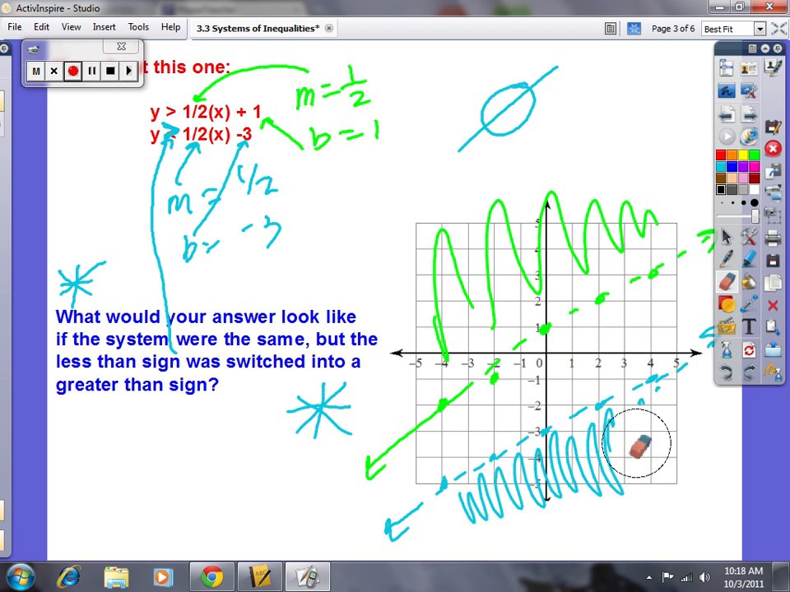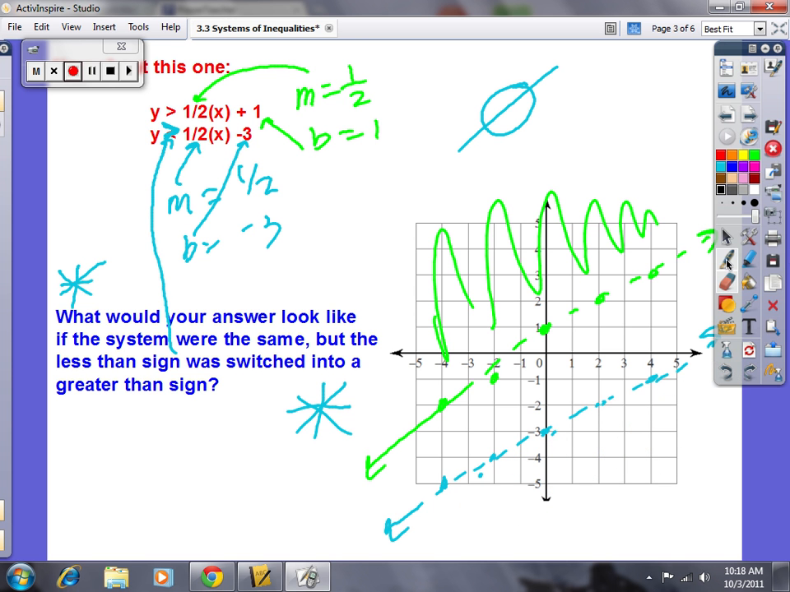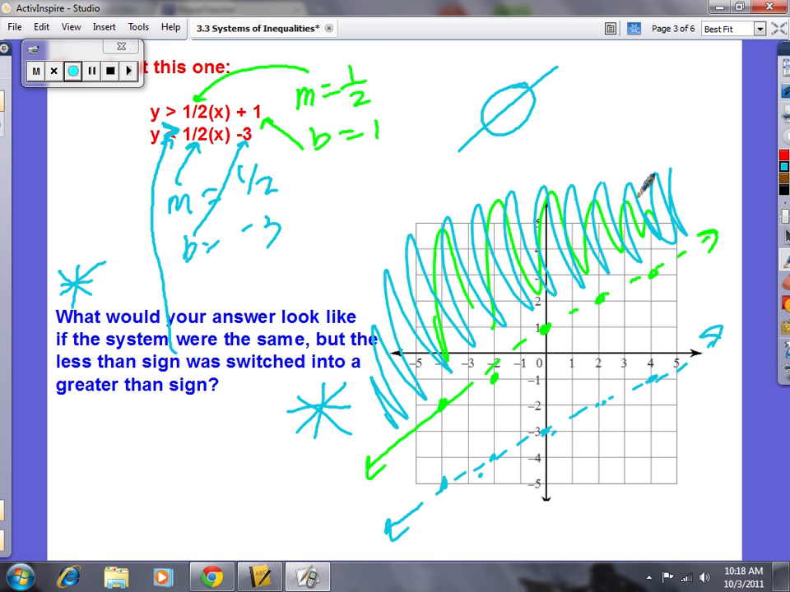So if it wasn't less than, if it was greater than, I would shade everything above it, right? So it's got to be above the blue line and above the green line. Where's your answer? Anything above the green line, right there. Because that's what they both have in common.